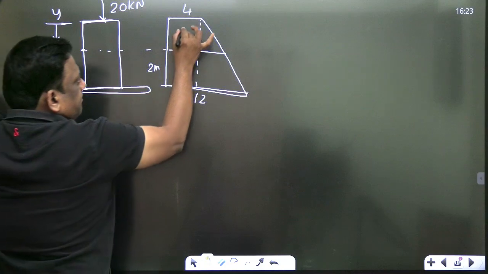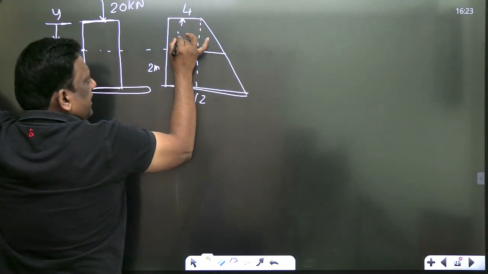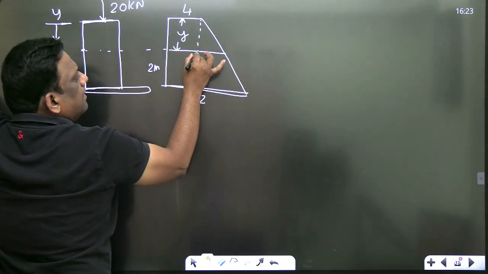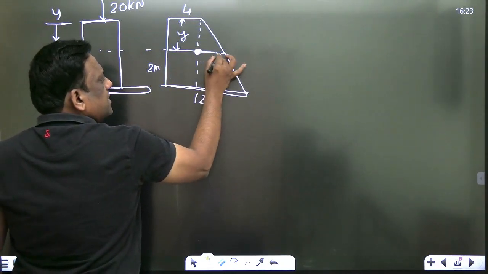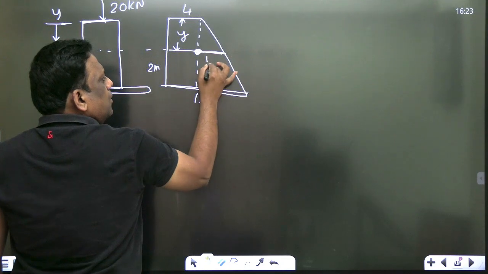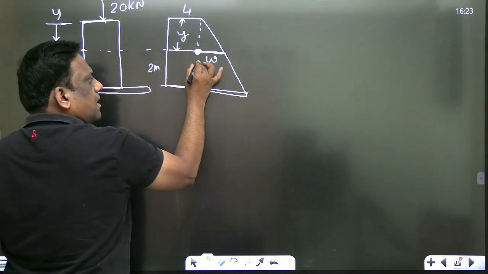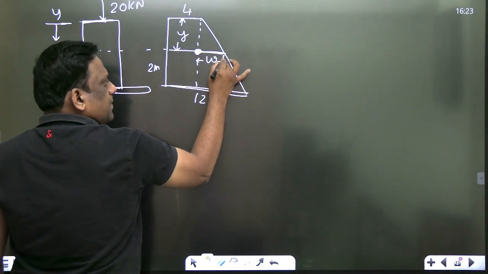Let's do one thing, sir. At any distance y, we'll calculate this. Can I write this, for 1 second, dear students, take it as w? But only this part.